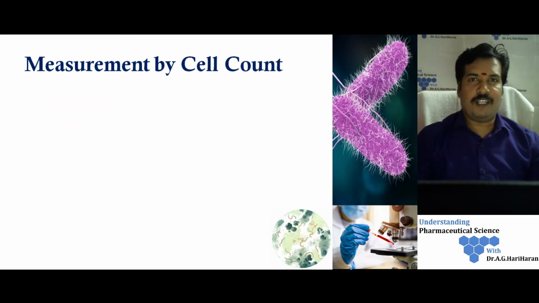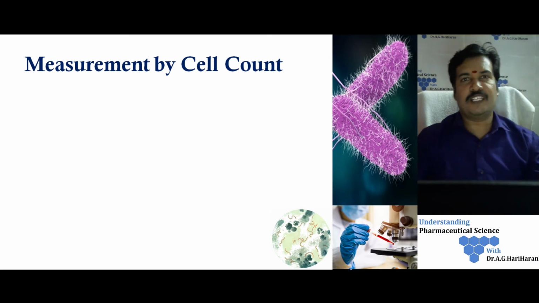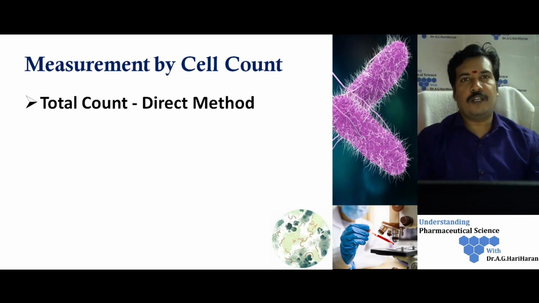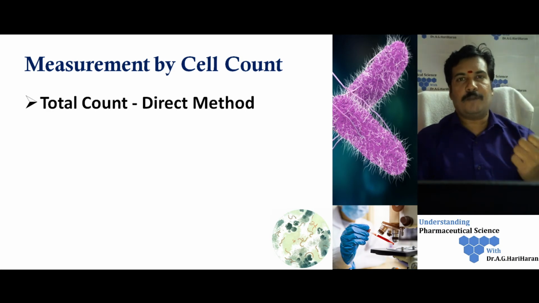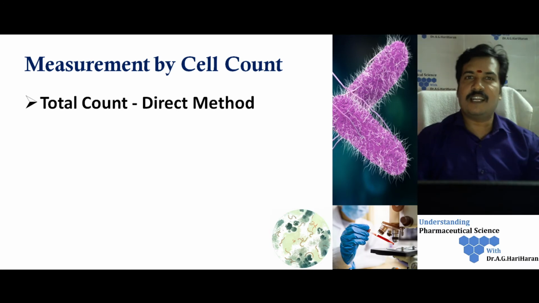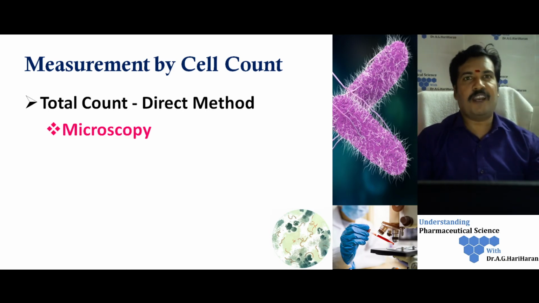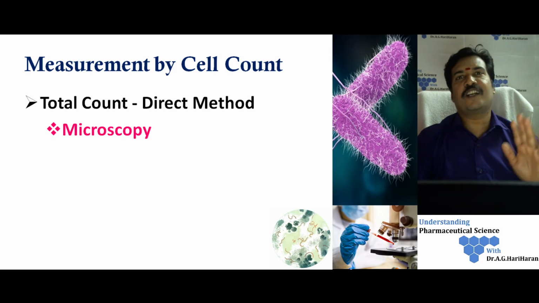So the first one is the measurement by cell count. This can be done in two ways. One is the total count, otherwise called a direct method. And second is the viable count, an indirect method. The term total count represents that it helps to count both the living as well as the dead bacteria or microorganisms present in the sample. That means it gives a total count whether living, viable organisms are there or dead organisms are there.